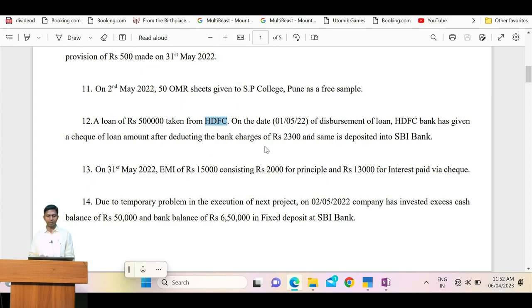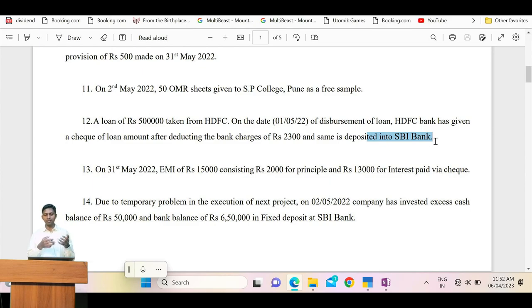And how much rupees check we have got? Loan of rupees 5 lakhs. Against that, we have got the check of 5 lakhs minus 2,300, because the bank deducted 2,300 as bank charges. We must record that also in our books of account. Monetary transaction, correct. Total 5 lakhs rupees loan. Therefore, in front of loan, you will find 5 lakhs. In front of bank charges, you will find 2,300. And we got the check, and we are going to deposit that check in SBI. Therefore, in front of SBI bank, the net amount.